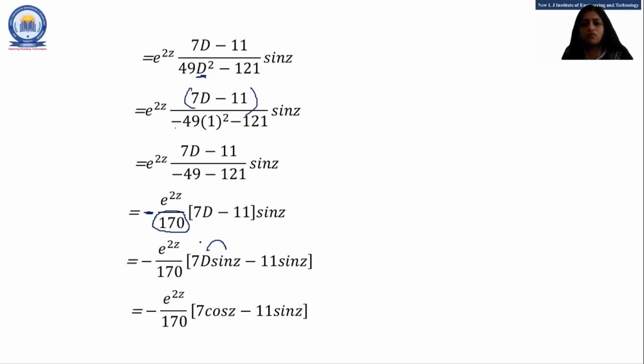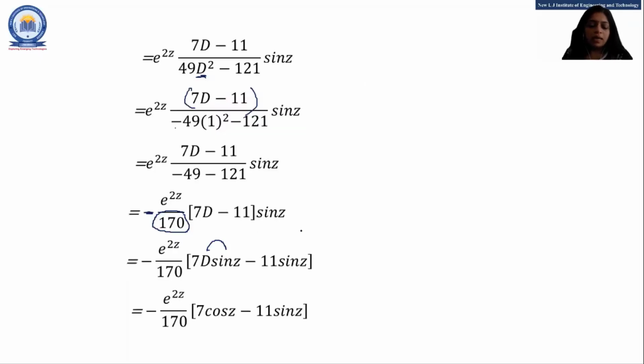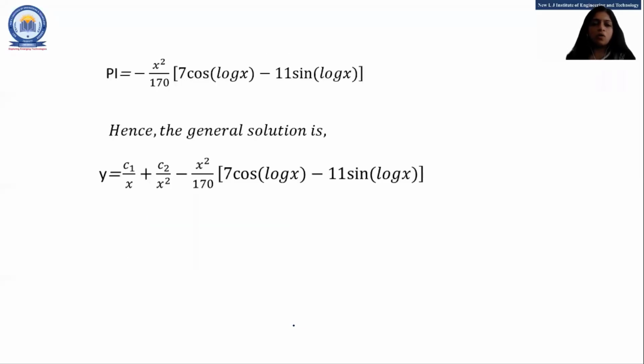This answer is in the form of e raised to z or z, but we want our answer in the form of x. So this e raised to 2z, we put as x square, right? This one is x square. This z is log x. This sin z is again sin log x. So our answer of PI in the form of x is x square upon 170 times 7 cos log x minus 11 sin log x.